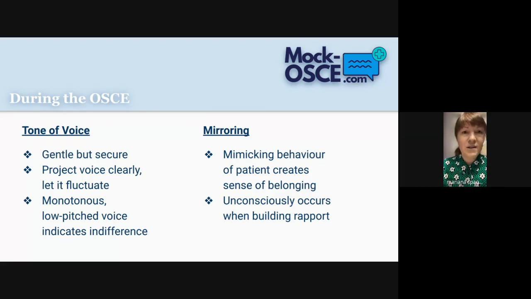Obviously, if your patient has got distracting mannerisms, you don't want to mimic that. But if they're sitting back, or if they're sitting in a relaxed manner, if they're keeping their legs uncrossed or leaning forward, you will mimic those behaviors to create a sense of belonging. And it really does work quite well.